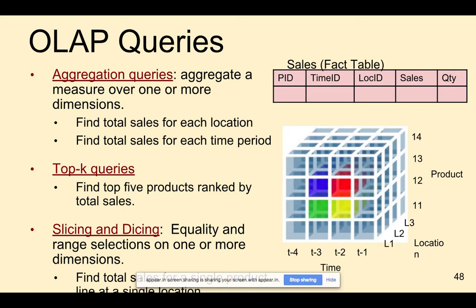With these slides. Then you have slicing and dicing, where you're actually doing equality or range selections on one or more dimensions, right? Like, sorry, let's see this.